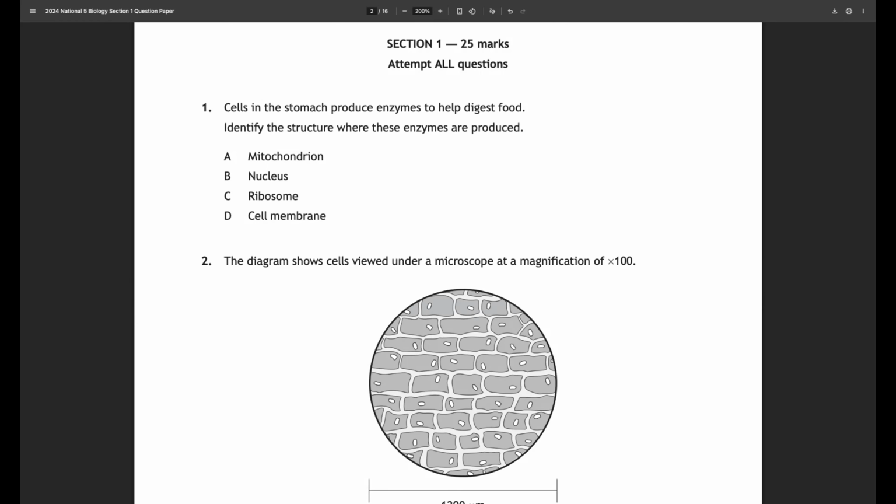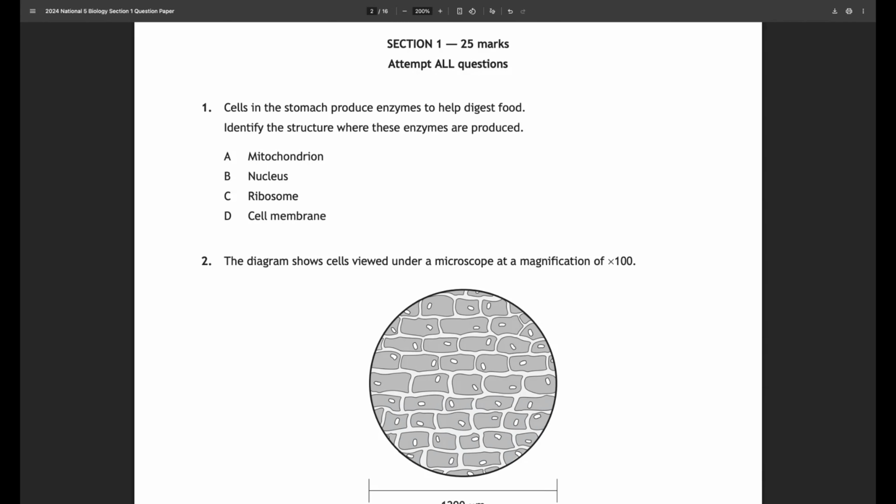So this is a tricky first question, to be honest, in the paper because there's a couple of things to consider here. First of all, you have to link two bits of knowledge. One is the 1.1 cell structure knowledge, which is the function of the ribosome, and you also have to link that to topic 1.4 and proteins, where you learn about the five different types of proteins, one of which is enzymes. So you basically have to replace the word enzymes for proteins in this question.